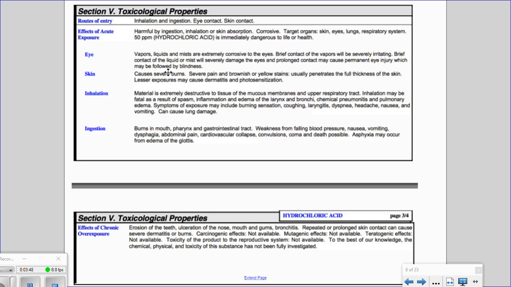MSDS sheets, more importantly, will contain toxicological properties of the particular chemical. It will tell you what effect this chemical has on the eye, the skin, through inhalation and ingestion. For example, ingesting hydrochloric acid will cause burns in the mouth, pharynx, and gastrointestinal tract. Toxicological properties also include effects of chronic overexposure. In this case, chronic exposure to hydrochloric acid can result in erosion of the teeth, ulceration of the nose, and many other undesired effects, basically.